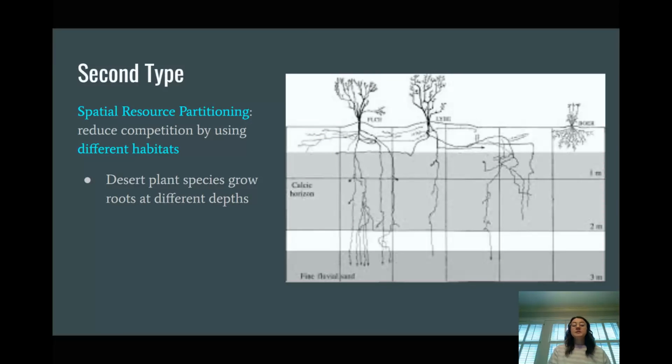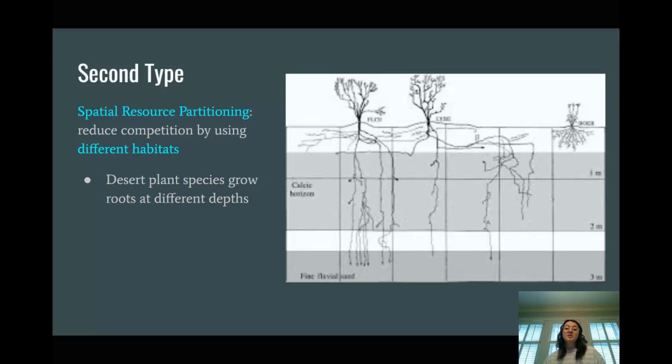The second type is going to be spatial resource partitioning. So this is when they are going to start utilizing different habitats. So this could be one species of bird trying to put their nest in a lower canopy of the tree, while a different species is going to be in the upper canopy of the forest. Or another really interesting example happens below ground with plant roots.